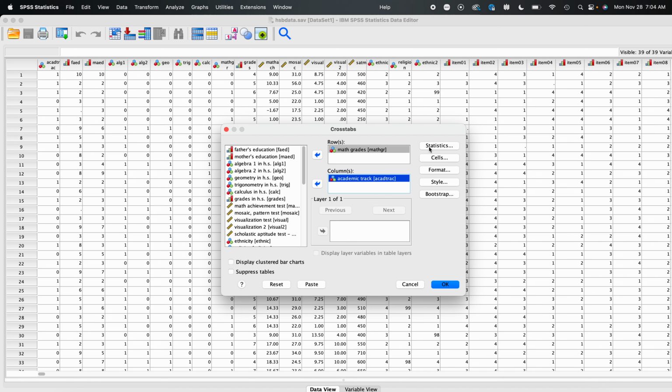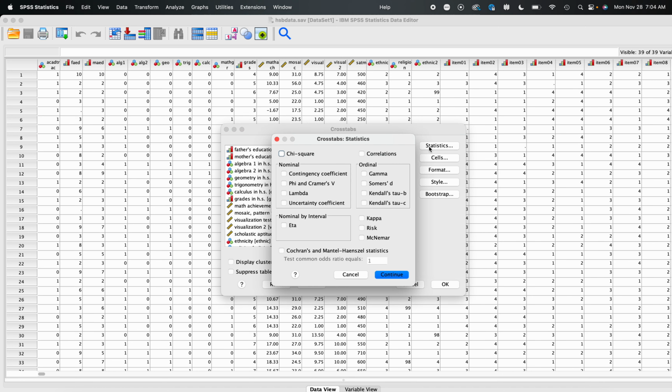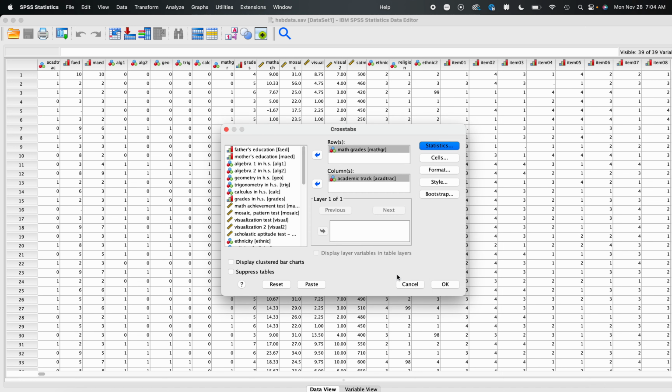Now you're going to click on Statistics, and you want to be sure to check off chi-square and phi and Cramer's V. So these 2 boxes need to be checked off. Then I'm going to click Continue. Once I'm back here, I'm going to click on Cells.